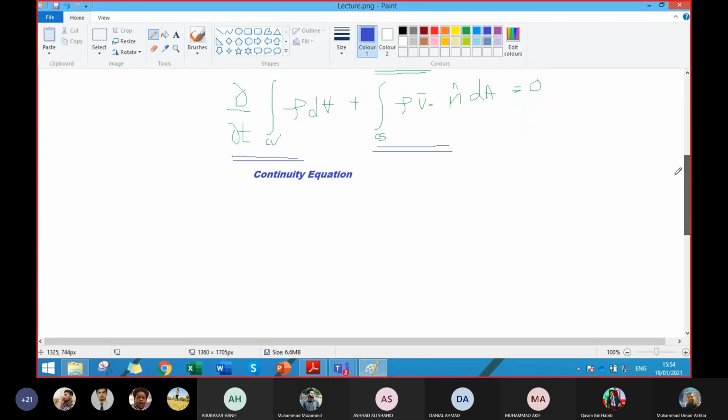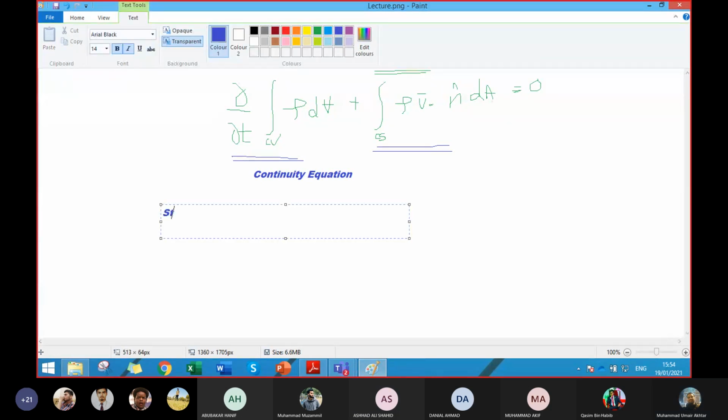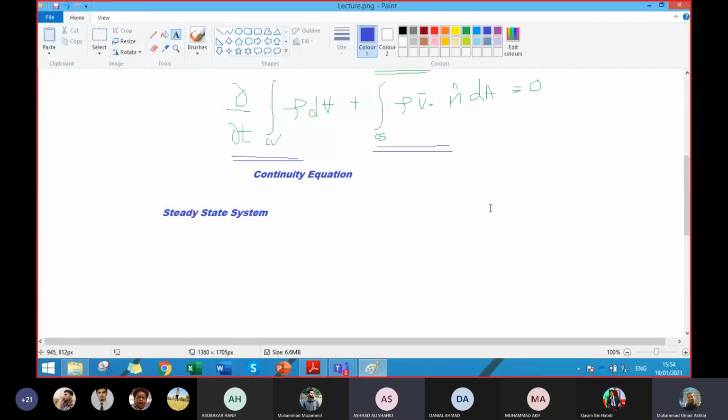Yes, sir. Now, if I say that my system is a steady state system, what will happen to the equation? Sir, the first term will become zero. The first term will be zero, so we'll be left with only this term: integral over the control surface of rho v dot n dA equals zero, right?